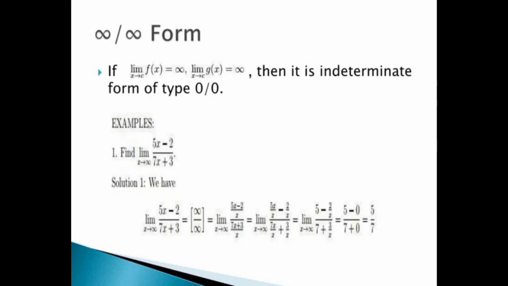So we divide by x to remove the constants. So 5x minus 2 over x, then 7x plus 3 over x. Then 5 minus 2 over x, with 2 over x equal to 0, then 7 plus 3 over x, with 3 over x equal to 0. So 5 minus 0 is equal to 5, and 7 plus 0 is equal to 7.